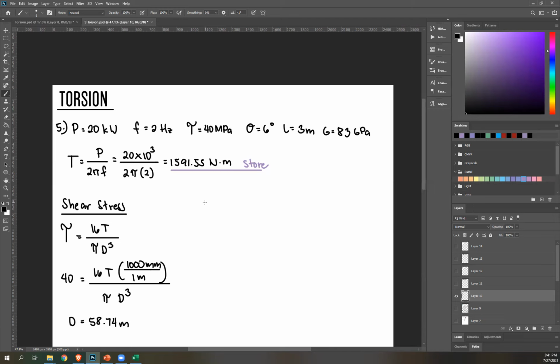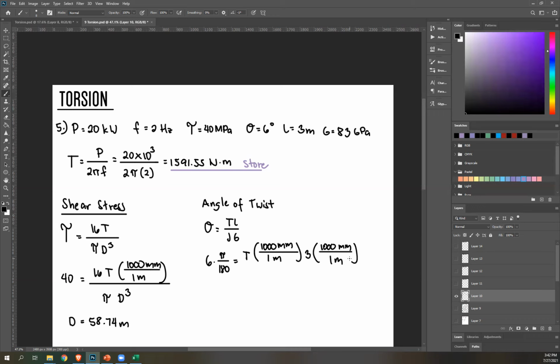Now, we need to check for angle of twist, because we have another restriction here. So angle of twist equals TL over JG. Now, angle of twist is in radians when we solve for this as is, so I need to convert this to radians. So 6 times, to convert degrees to radians, that's just pi over 180. So it's just the opposite. And then equals T. Again, that's in Newton meter, it should be Newton millimeter, so times 1,000. And then length, 3 meters. So once again, 1,000 millimeter per meter.